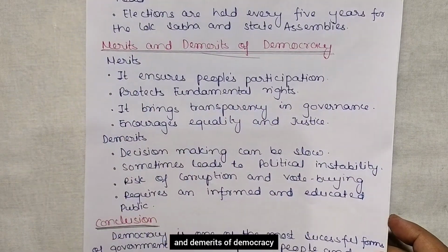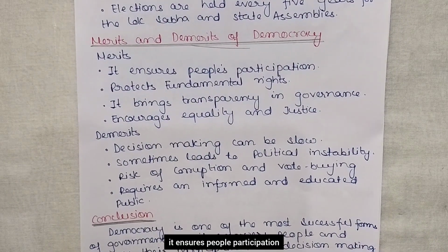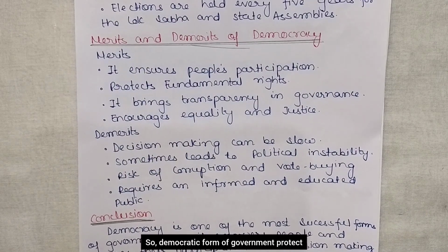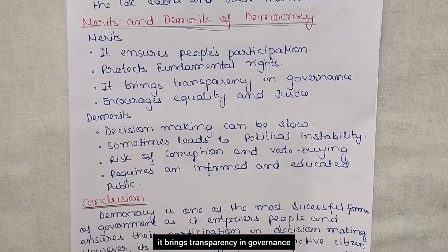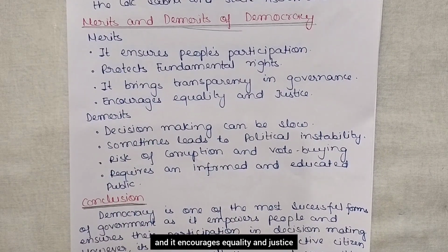Now, what are the merits and demerits of democracy? So, merits: it ensures people's participation. In a democratic form of government, people get the right to participate in the formation of the government. It protects fundamental rights also. So, a democratic form of government protects the fundamental rights of the citizen. It brings transparency in governance, and it encourages equality and justice.